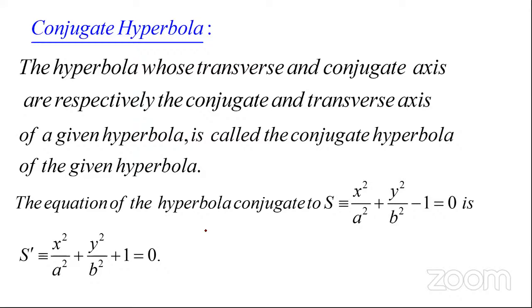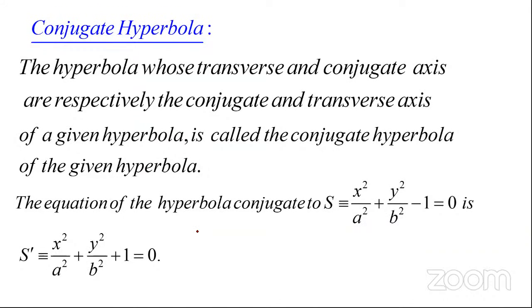Kindly repeat the definition once again, sir. Okay. The conjugate hyperbola is the hyperbola whose transverse and conjugate axes are respectively the conjugate and the transverse axes. Which means the transverse axis becomes the conjugate axis, and the conjugate axis becomes the transverse axis. That is the conjugate hyperbola of the given hyperbola.